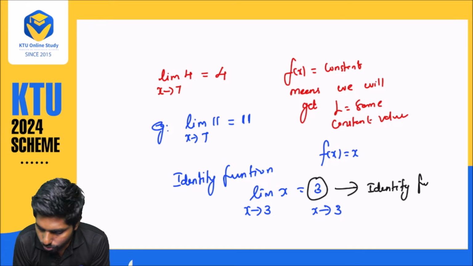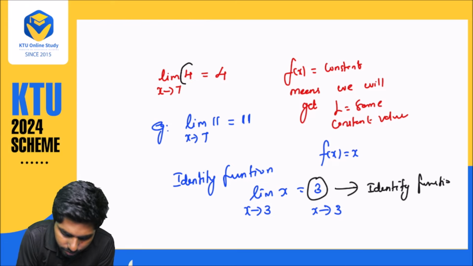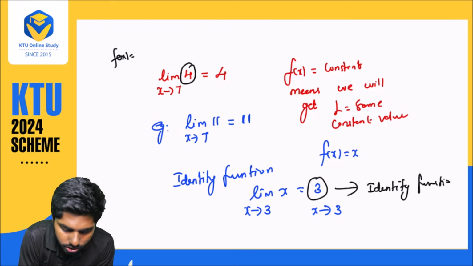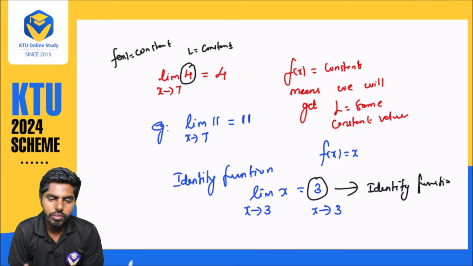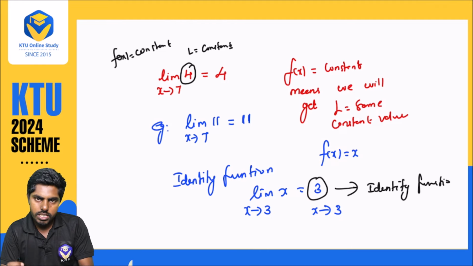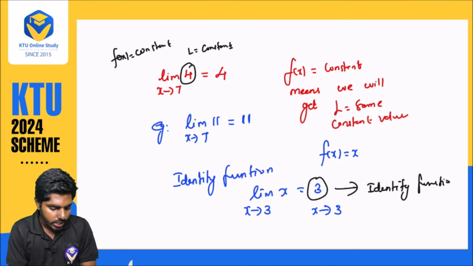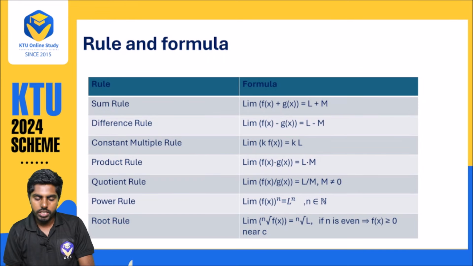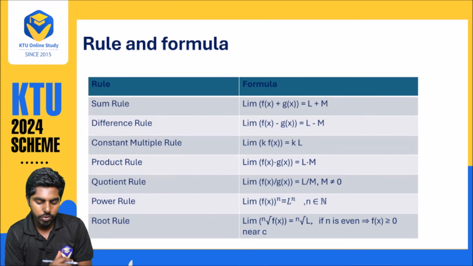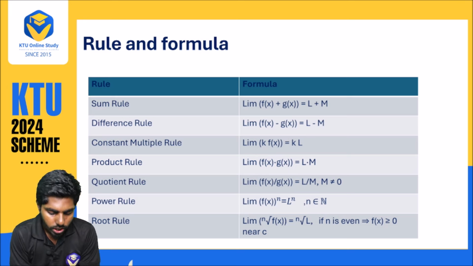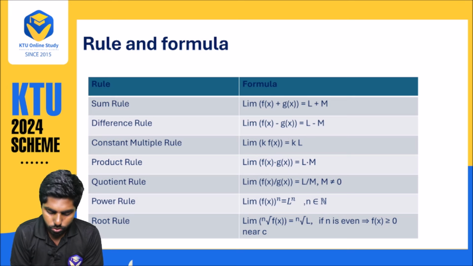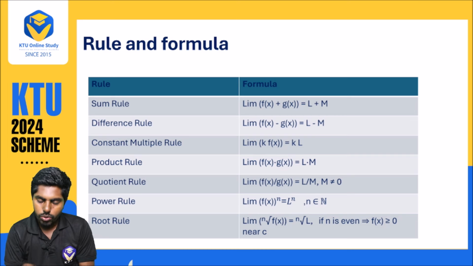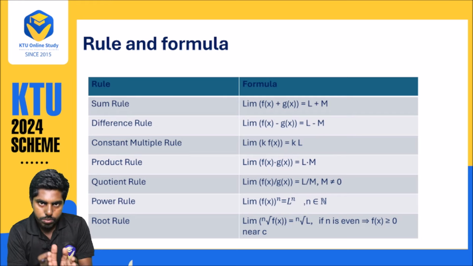And when you get a constant, meaning f of x is equal to a constant, you will get L equal to the constant value only, the same constant value. This is just the basic thing you want to know. Then certain rules and formulas are there, which we learned in school: sum rule, difference rule, constant multiplication rule, product rule, quotient rule, power rule, and root rules. These are the basic things you want to know when it comes to limits also.